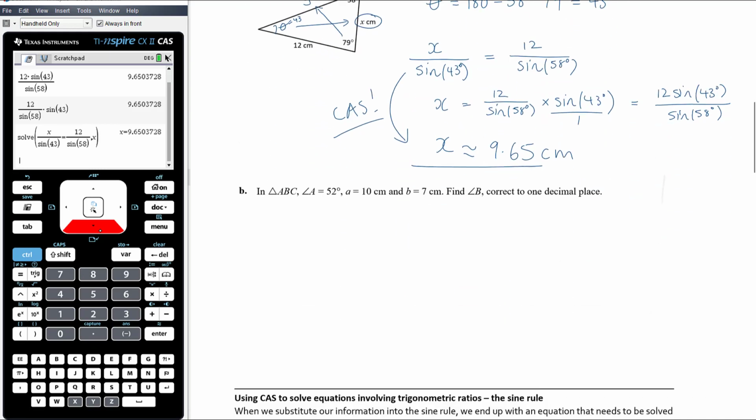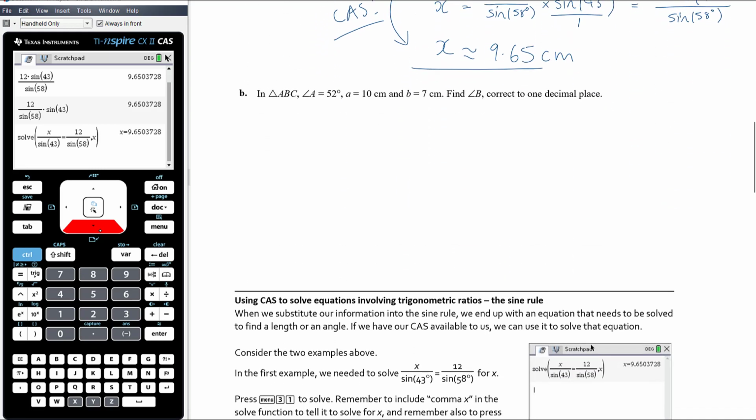All right, let's have a look at B. In triangle ABC, angle A is 52 degrees, side length a is 10 centimetres, side length b is 7 centimetres, find angle B. Again, it might help you to draw yourself a little triangle. Let's make that 52 degrees. That means side length a is opposite that, so that makes that 10 centimetres over there. Side length b is 7 centimetres, that's smaller than 10, let's put that there. And so therefore we want to find angle B.